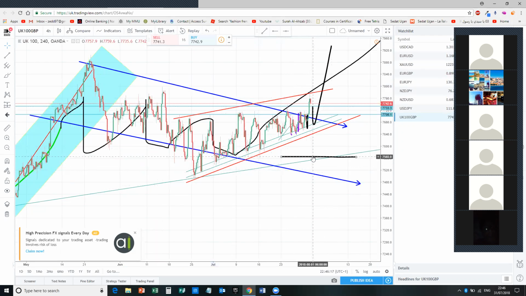I'll leave that one, and that's still a good zone. This is a good resistance zone. So we can leave this here just for future reference if it does for any reason come back down. So that's what I'm looking at on the UK 100.